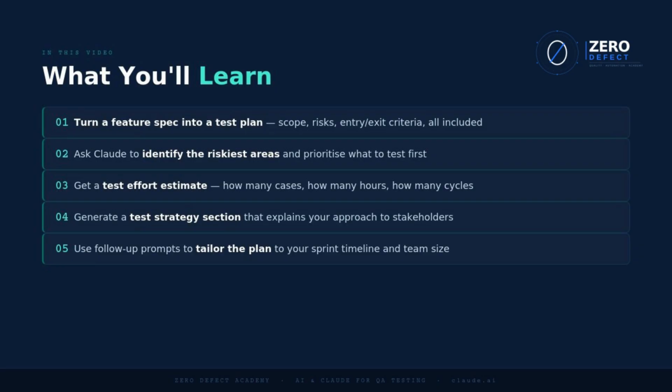We'll get a realistic effort estimate, test cases, hours, cycles. Then we'll generate a test strategy section that explains our approach in plain English for stakeholders. And finally, we'll use follow-up prompts to tailor the whole plan to our actual sprint length and team size.